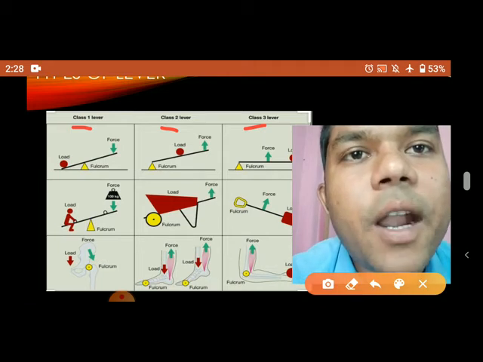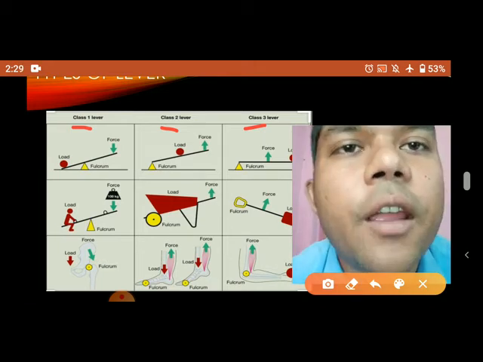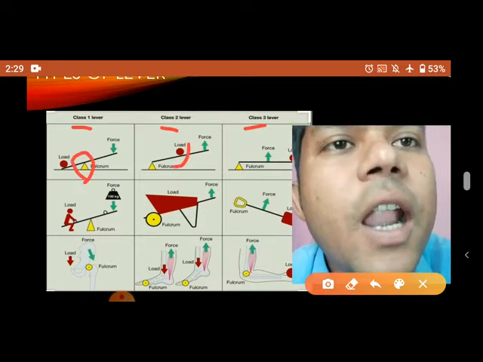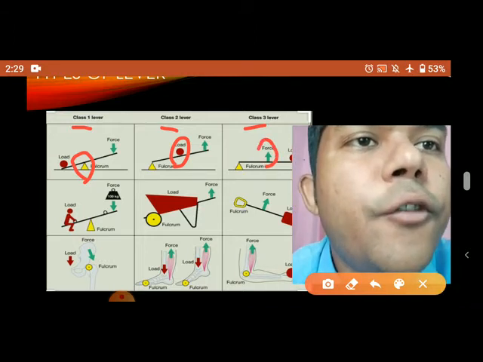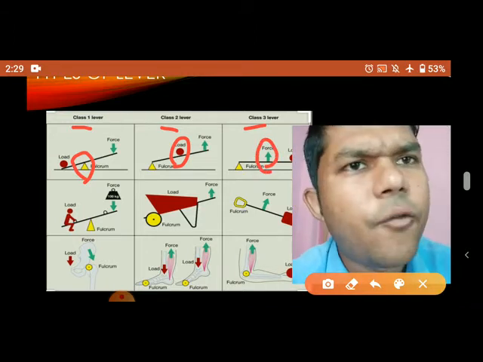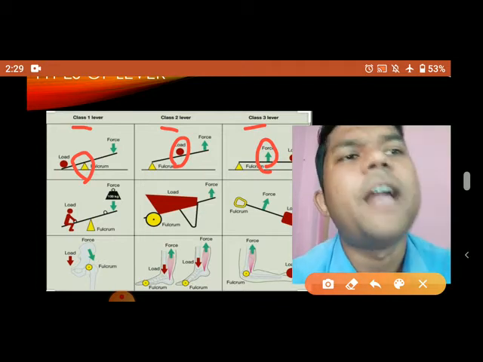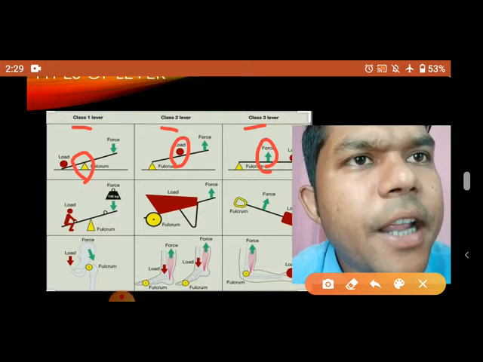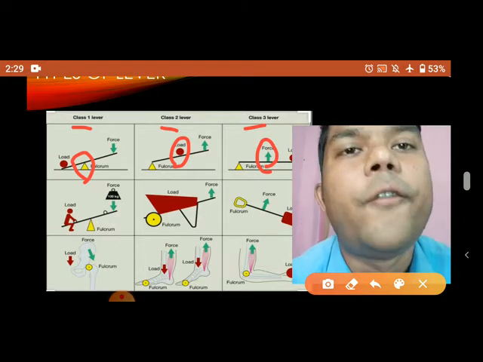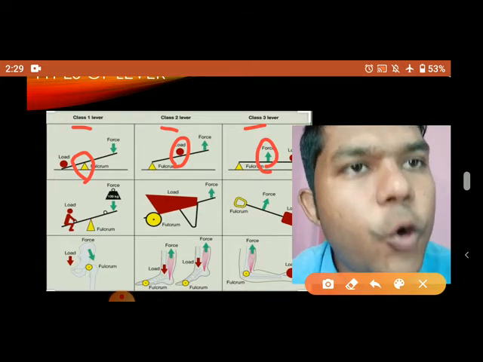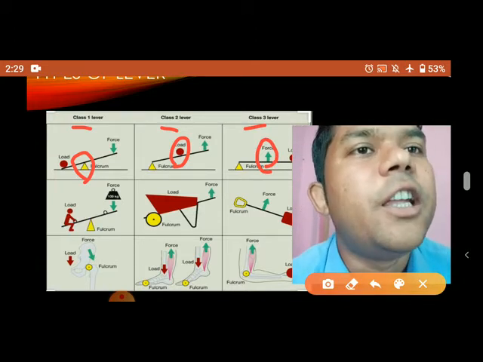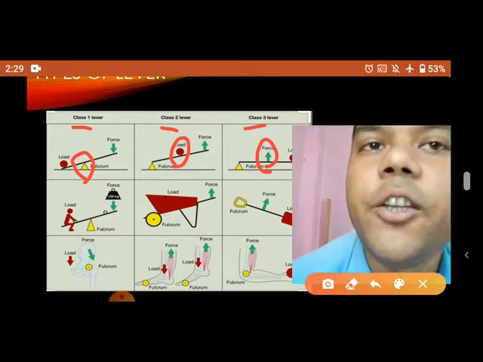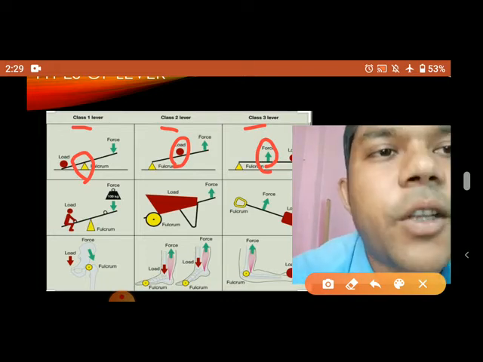In the first class lever what happens? The fulcrum lies in between. In the second class lever the load lies in between. In the third class lever, the effort or force, don't be confused, the force applied to lift is called effort. So the difference is: in the first class lever the fulcrum is in between, in the second class lever the load is in between, and in the third class lever the effort, the force, is in between. On that basis levers are classified into first, second and third class levers.